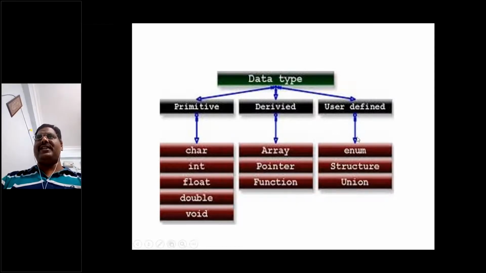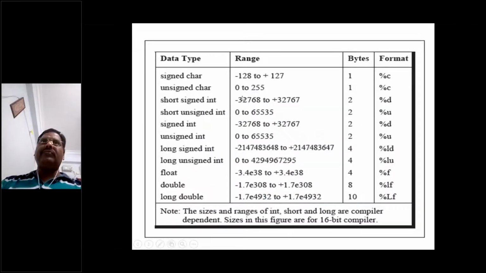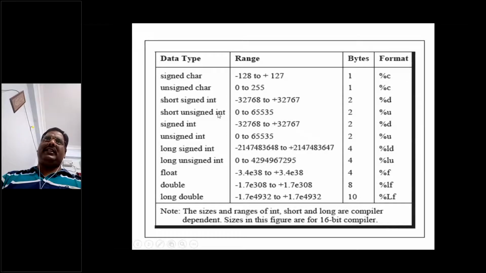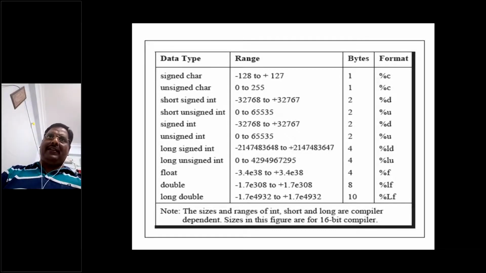Then the third one is user defined data types: enumerations, where enum is the keyword, structure, struct, and union. These are the user defined data types. Right, now let us see how all these were designed. Simple thing: signed, unsigned, short, long are nothing but qualifiers, you can simply call them that. The basic data types here are int, float, double, and char.